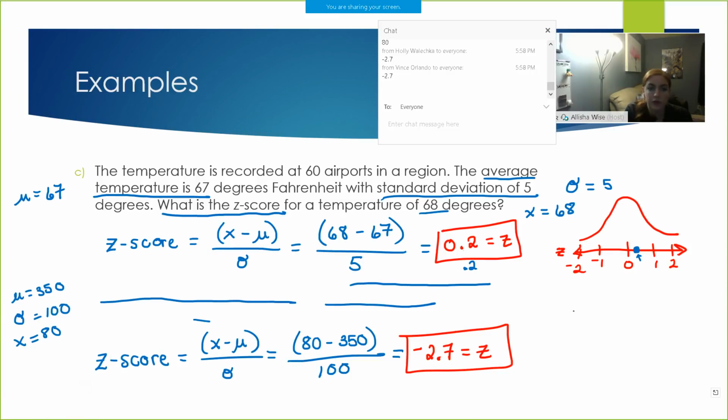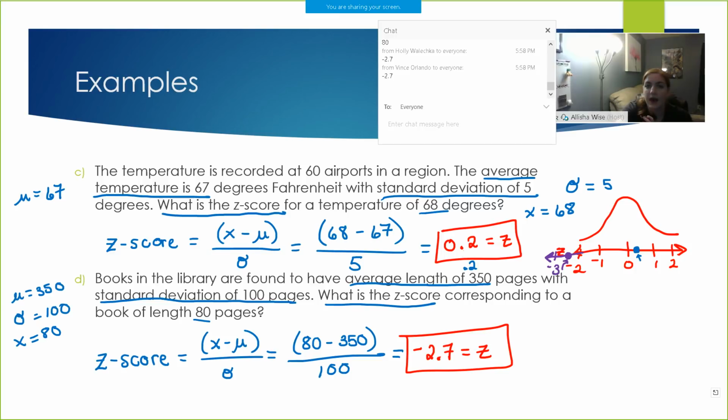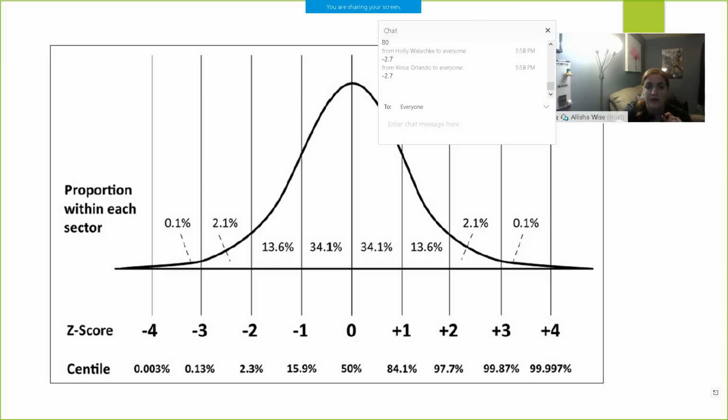So if I were to graph it on my number line, let's use purple just to switch it up. It looks like it would be way over here. If we extend that number line a little bit more, it's almost to negative 3. So negative 2.7 would be right there. So pretty low below the mean or the middle of the data. Pretty low to the other side, almost to negative 3. Okay, questions on z-score? Okay, it looks like you guys got it, so I love it.